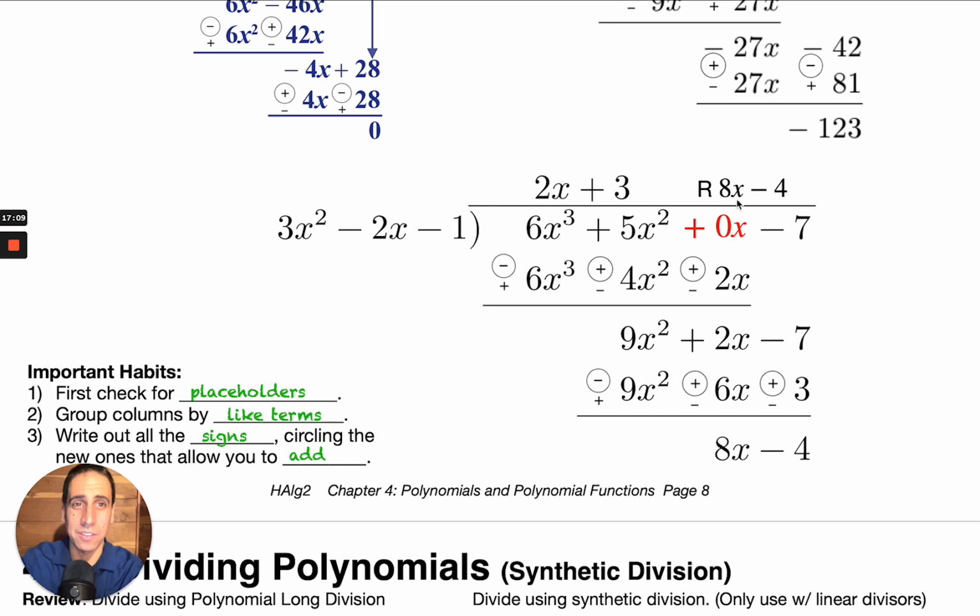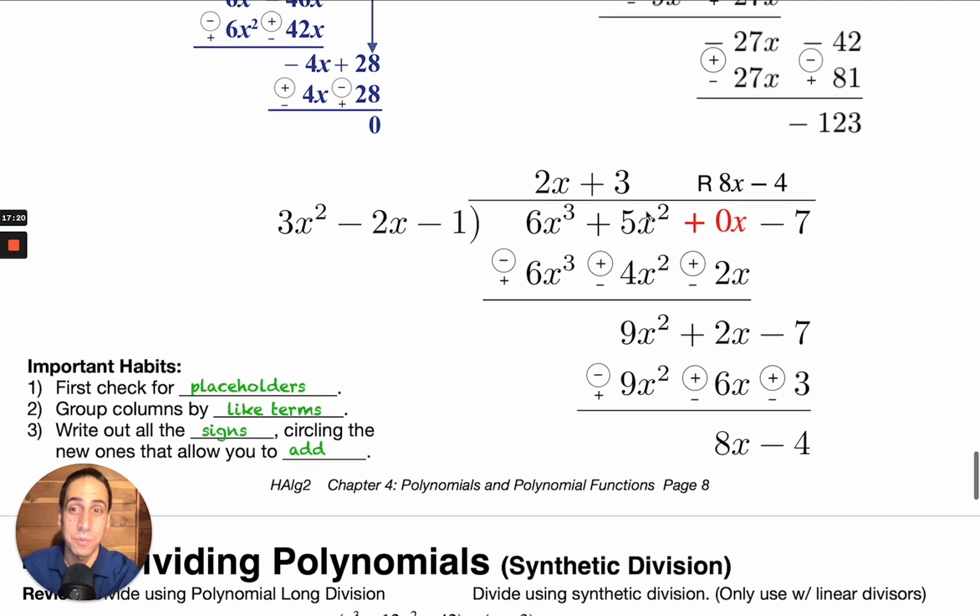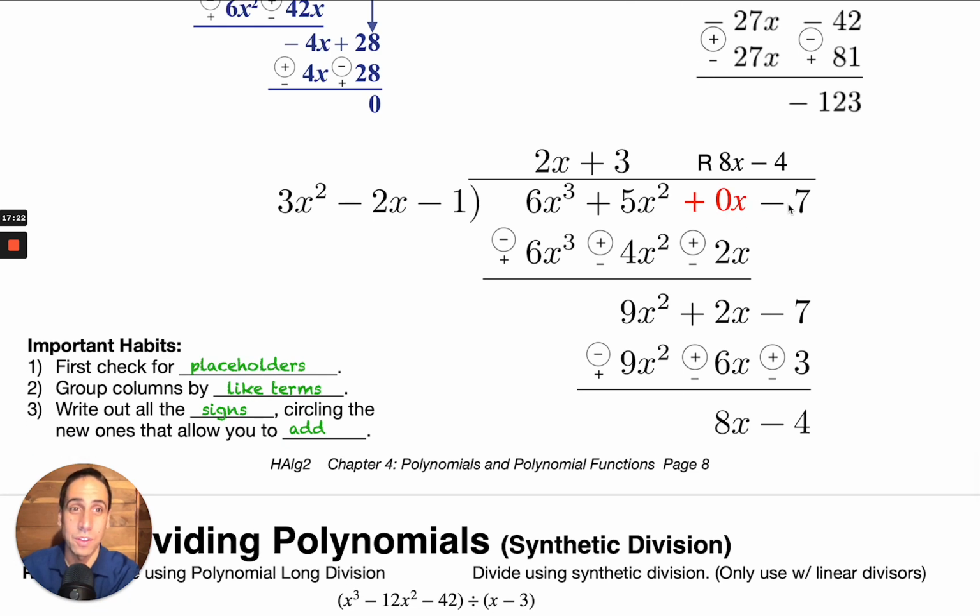Yes, you can have an x in the remainder. All right, some important habits I'm going to leave you with. First, check for placeholders. That's the very first thing you should always do in each one. Maybe I didn't role model that very well, but you can see that's what you've got to do, because if you bring this minus 7 over into this column, it's going to be a little disastrous.